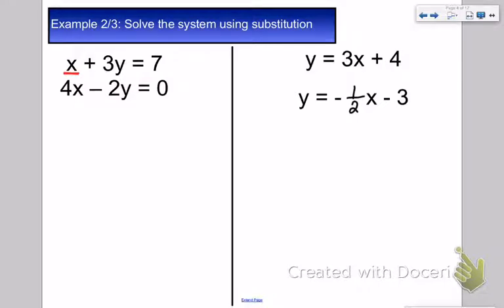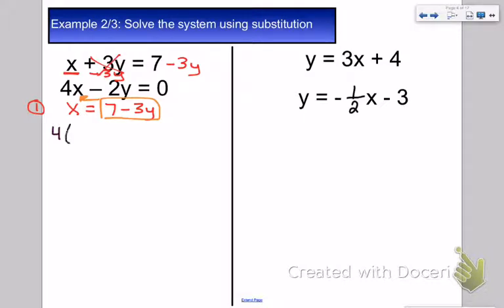And because here I have an x with no coefficient, I want to solve for that x. So I am going to subtract 3y from both sides. That will cancel out, and I am left with x is equal to 7 minus 3y. Now I have my step 1 complete. I have a variable by itself on one side of the equation. So now I'm going to take what I just solved for, that's equal to x, and I'm going to plug it in for that x in the second equation.